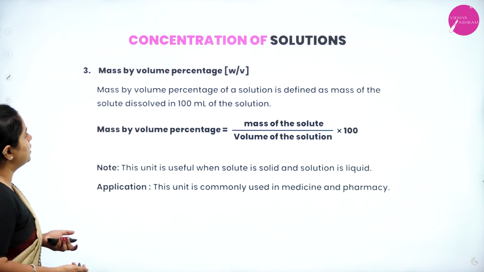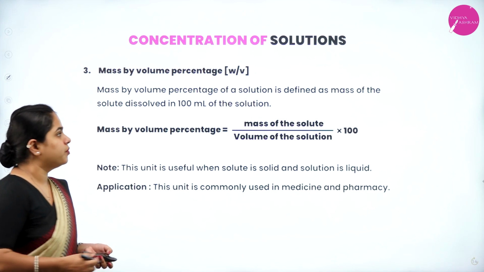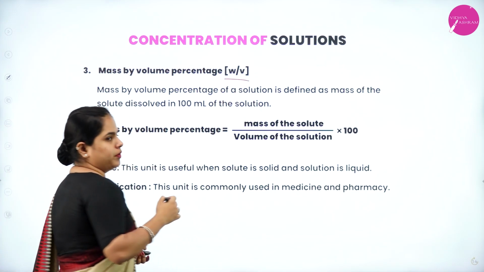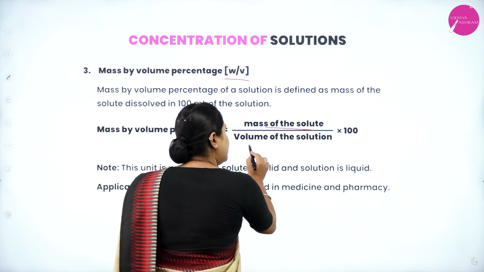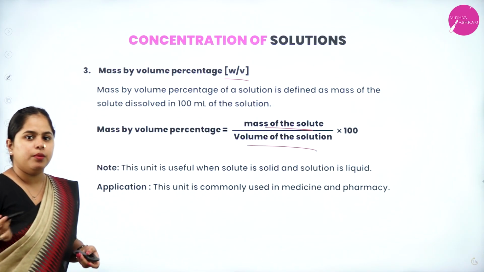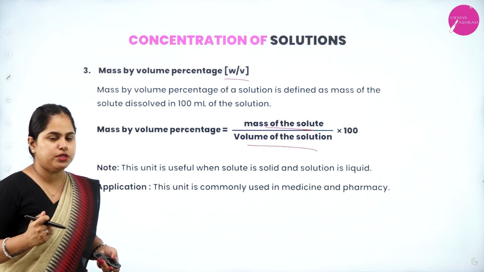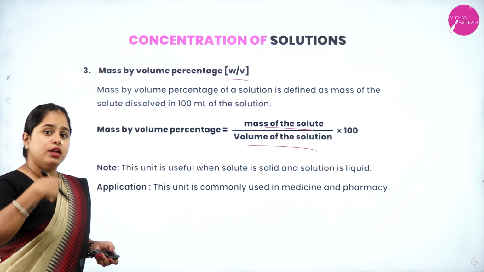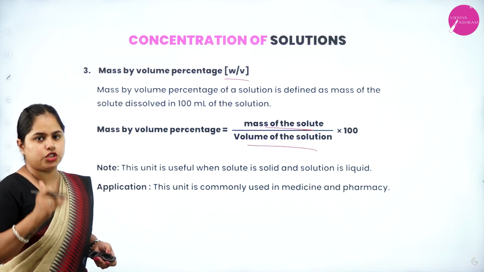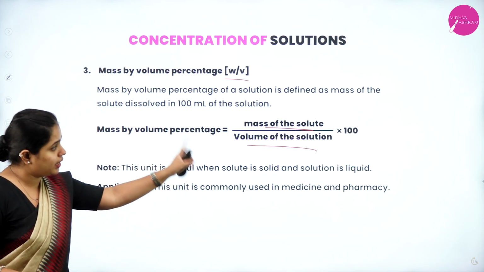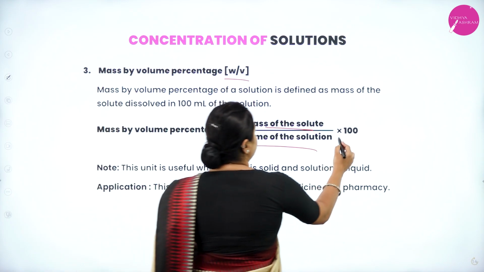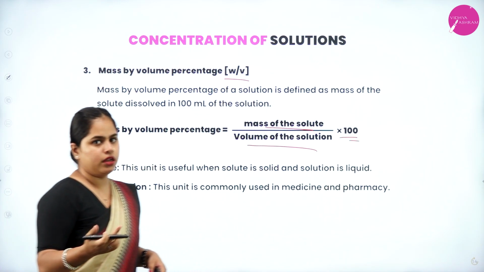Clear? Now the last one is mass by volume percentage. So that is W by V. Okay, how do you represent it? Mass of the solute and total volume of the solution. Before we have discussed mass by mass percentage, volume by volume percentage. This is mass by volume percentage. That means mass of the solute divided by total volume of the solution into 100. Do not forget to mention this 100.